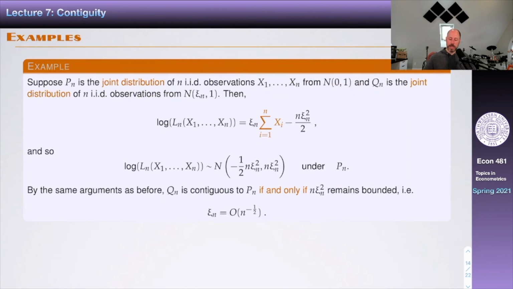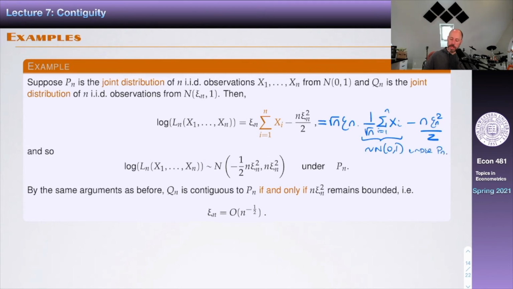Now, the case that is more interesting is the case we did before, where Pn is the joint distribution of IID observations from a normal 0, 1, and Q is the joint distribution of IID observations from a normal psi n, 1. So in this case, if you write the log likelihood ratio, it's exactly the same as we had before, but now you have a sum of the x's here. And actually, I should have written this as square root n psi n times 1 over square root n sum from 1 to n. I just divide and multiply by square root n. It makes the argument simpler or cleaner, because then this term has a standard normal distribution under Pn.